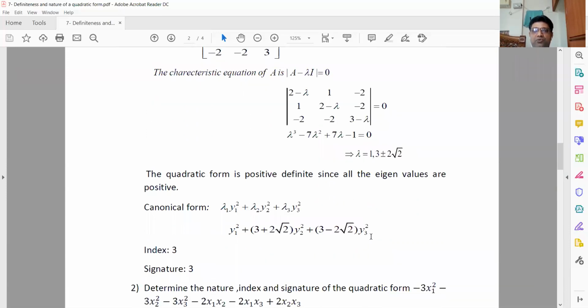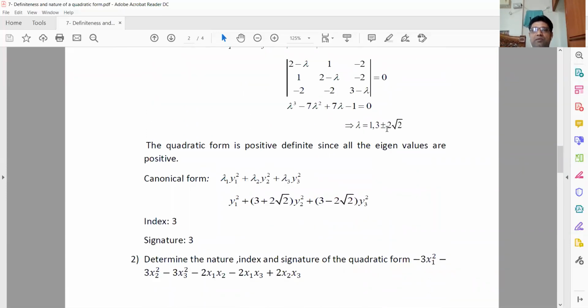So what are the eigenvalues we got? 1, 3 plus or minus 2 root 2. So here the quadratic form is positive definite. Why? Since all the eigenvalues are positive.